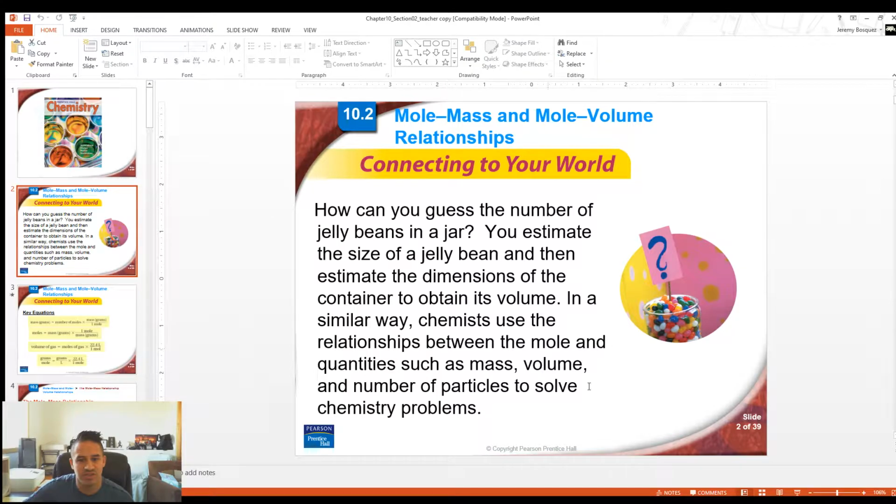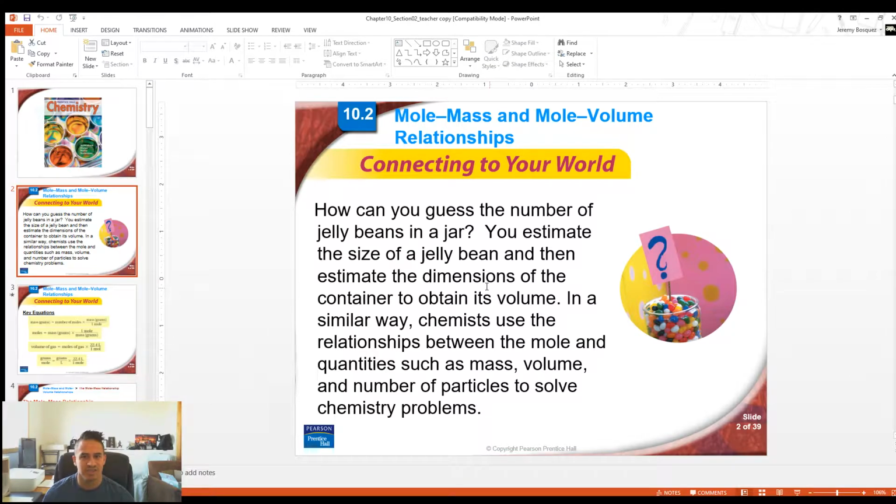So in this picture here, they show you a jar of jelly beans, and the question is, how could you guess the number of jelly beans in this jar? I'm sure if you've ever gone to a county fair or something, sometimes they have a jar of candy, and they're like, guess how many pieces of candy you think are in here. And if you can get it right or within a certain number, you get a gift card for whatever. Now you could try to sit there and count them.